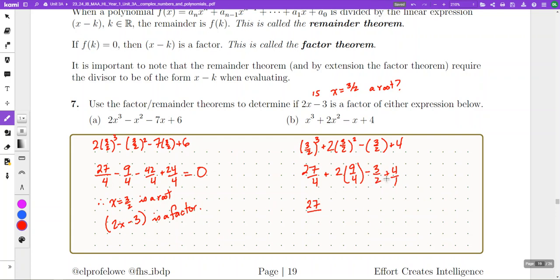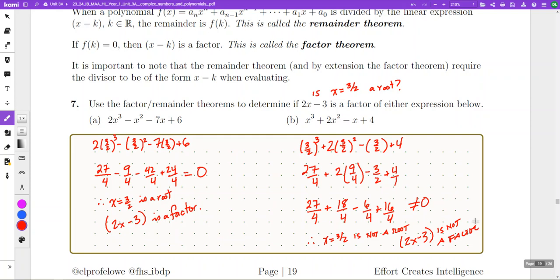But I could also look at these overall values and see I have a positive value here, a positive value here, minus 1/2, plus 4. So do I really need to evaluate this? Not necessarily, but we'll go ahead and continue so that you see. So plus 18 over 4 minus 6 over 4 plus 16 over 4. So clearly that is not 0. So therefore x equals 3 halves is not a root, and by extension 2x minus 3 is not a factor.